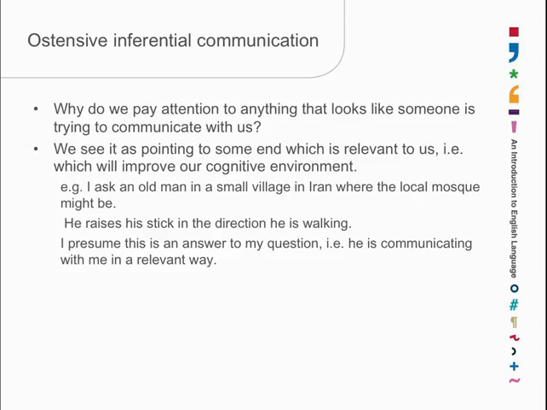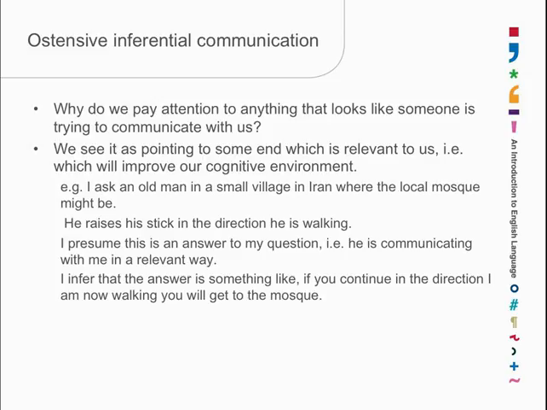Ostensive in this situation means pointing in a very general sense. And the second thing is, his communication is something we infer. Just raising a stick is just raising a stick, but we infer that by doing it, he is communicating with us, and we infer what the intent of that communication is, namely that he's trying to answer our question, and we further infer that the mosque is further along the road that the old man is currently travelling.